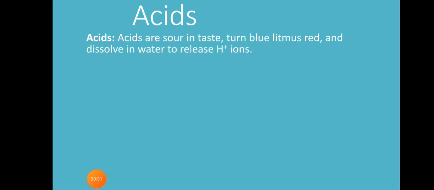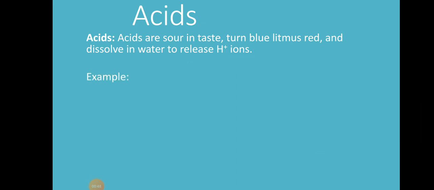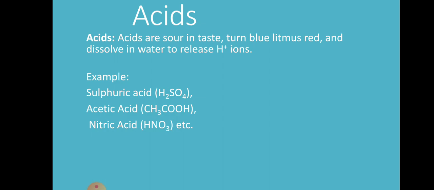Dear students, when we are talking about acids, acids are sour in taste. They turn blue litmus red and dissolve in water to release H plus ions. Already we have discussed in the class that acids release H plus ions. So what are the examples? Sulfuric acid, acetic acid, nitric acid. These are some examples of acids.